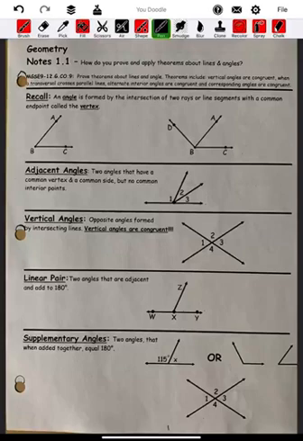Today we're going to be talking about how you prove and apply theorems about lines and angles. Here we want to recall that an angle is formed by the intersection of two rays or line segments with a common endpoint called a vertex. Let's pay attention to the first one over here. This pointed part right here is our vertex.